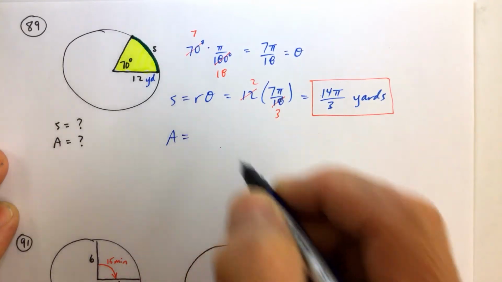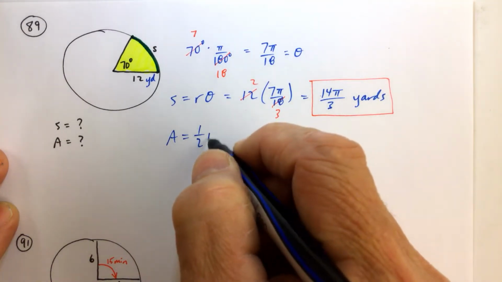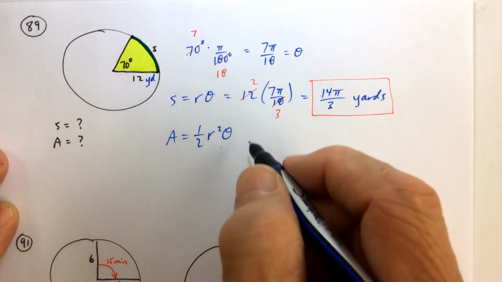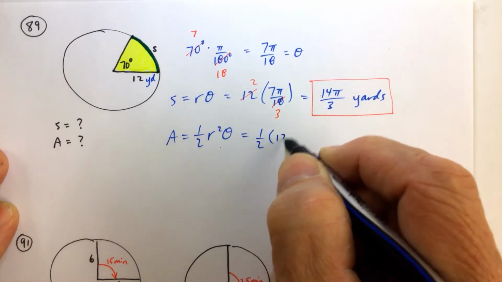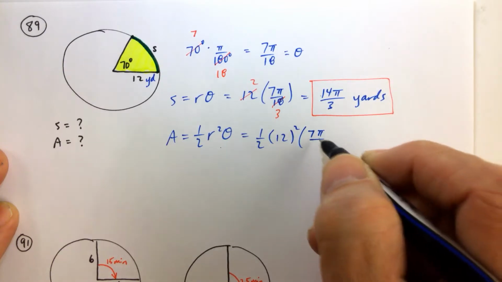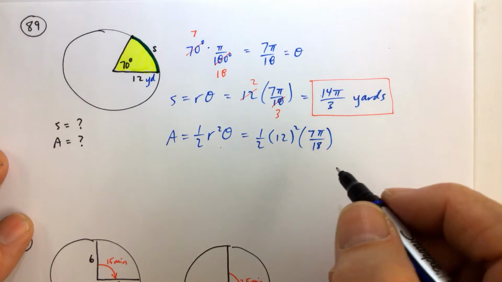Now we can go ahead and do the same thing in terms of using a formula. We'll use the formula for the area of the sector. So we know the formula for the area of the sector is 1/2 r squared theta. So we keep the r, we keep the 1/2. We're going to square the radius, and then we'll multiply by the measure of the angle, 7 pi over 18. Then we just have to simplify.